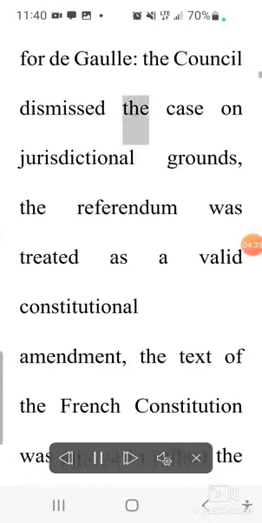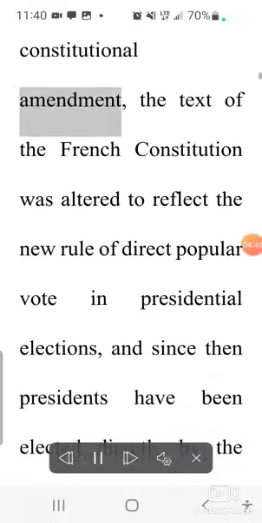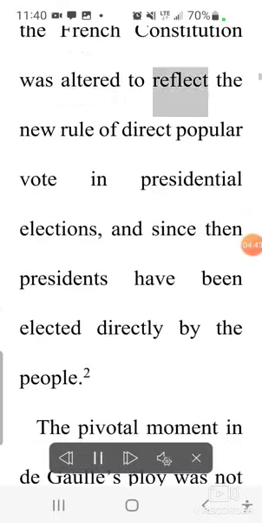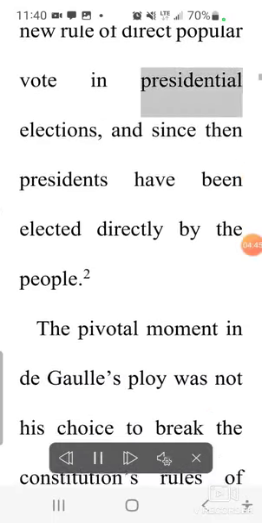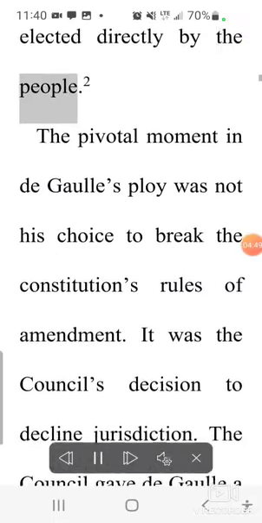The council dismissed the case on jurisdictional grounds. The referendum was treated as a valid constitutional amendment. The text of the French constitution was altered to reflect the new rule of direct popular vote in presidential elections, and since then presidents have been elected directly by the people.